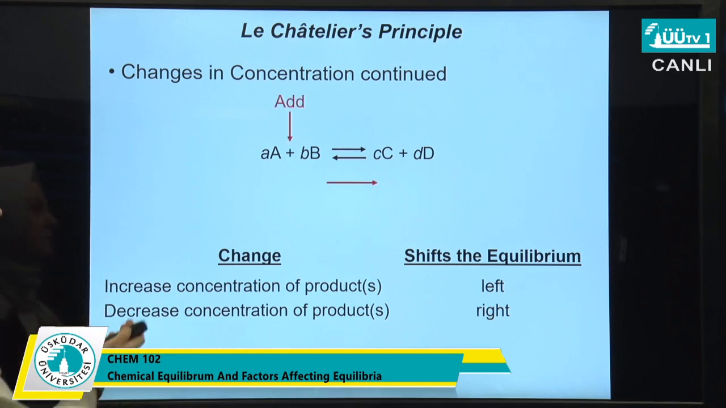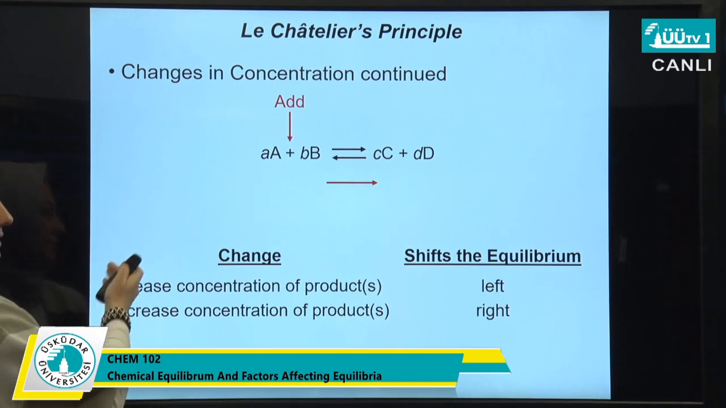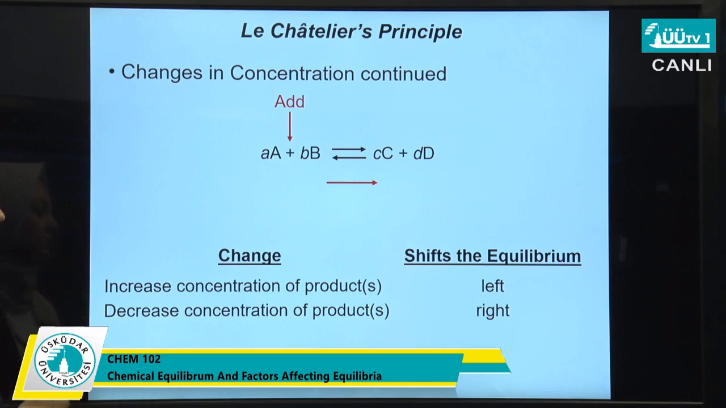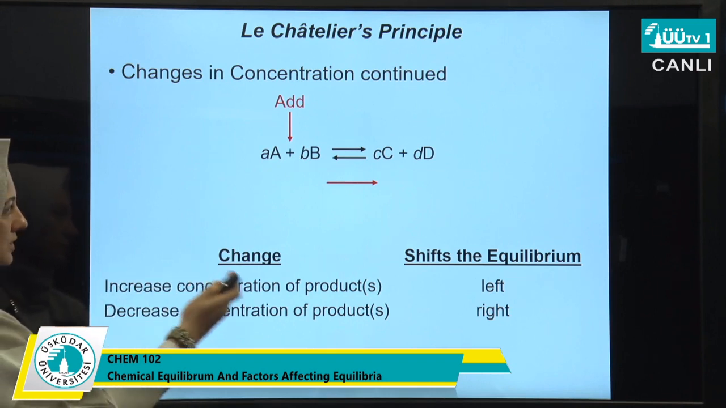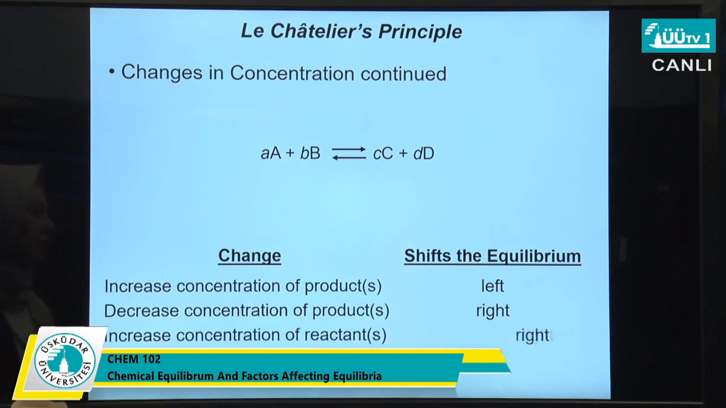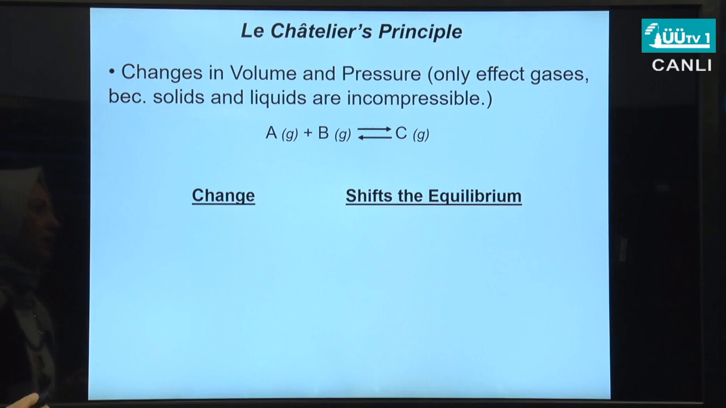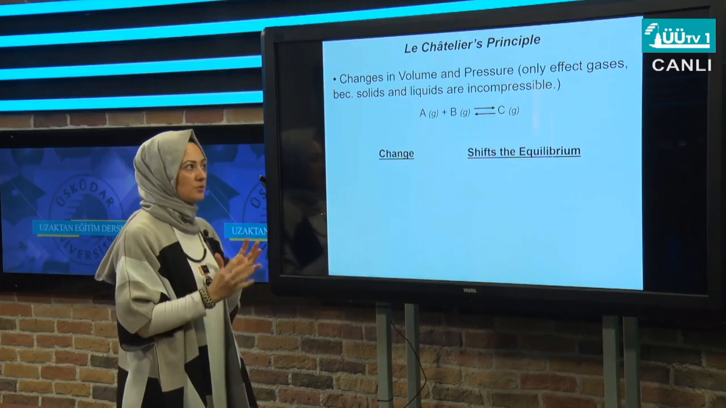Similarly, the same procedure can be carried out for reactants. If you add more reactant, the system will shift to the right, the reaction will proceed to the product side, and if you remove reactants, the equilibrium will shift to the left-hand side in order to produce more reactant. Okay, we covered concentration change.